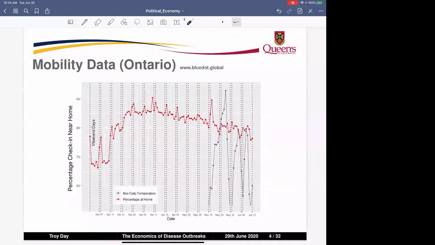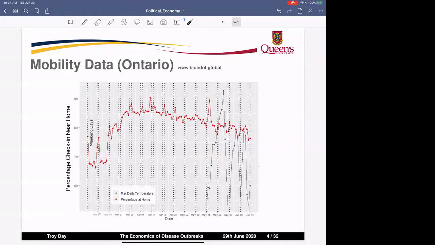One of the main reasons for that is the massive reduction in mobility that people have basically undertaken, both because they've been asked to, and I think partly because of their own free will. This is plotting data from cell phone mobility data. The vertical axis here is the percentage of time a person's cell phone checks in near their home, and the horizontal axis is date, obviously.